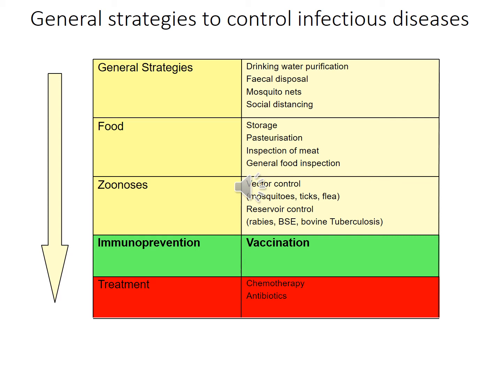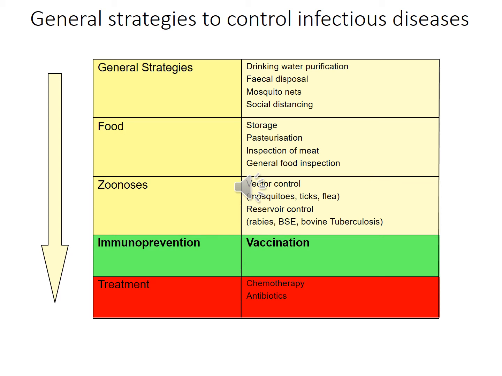When it comes to zoonosis, also vector control. And this can be to eradicate pools of still standing water, to avoid the flea, and the reservoir control is to contain wild animals and vaccinate wild animals against rabies, and also make sure that our domestic animals do not carry pathogens like, for example, bovine tuberculosis.